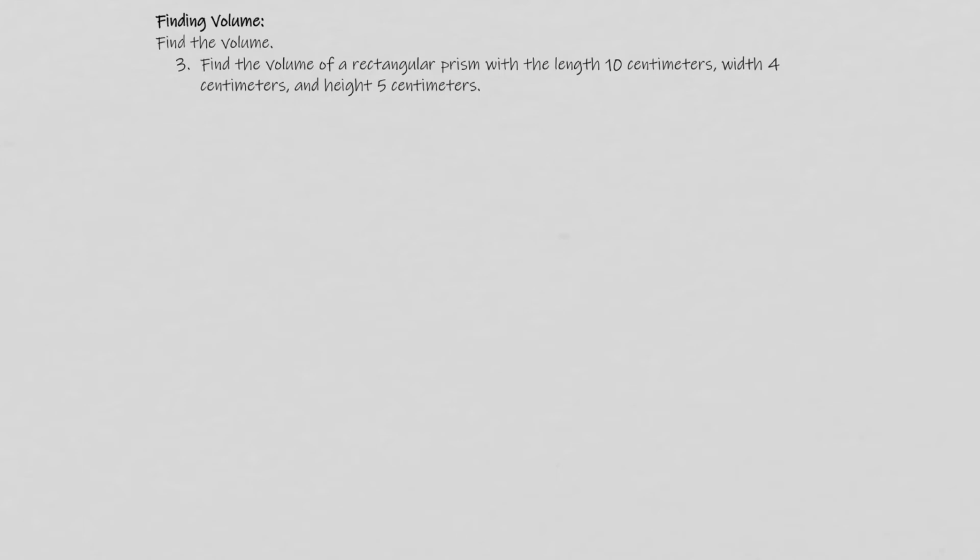Okay, this is the second video for the Chapter 4 opener notes. We're going to find the volume. So this first problem says find the volume of a rectangular prism with length of 10, width of 4, and height of 5 centimeters.